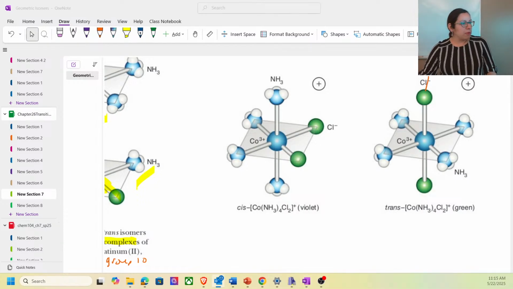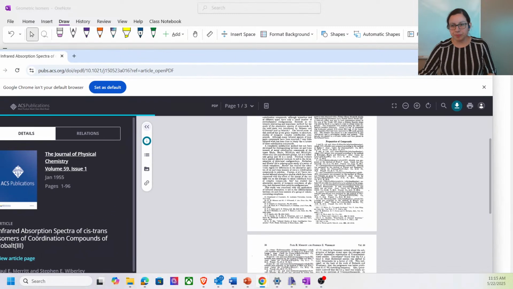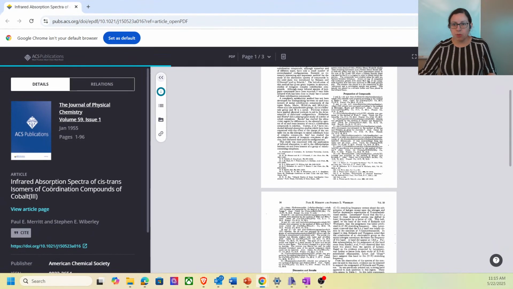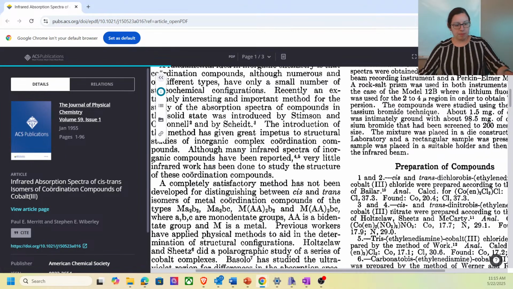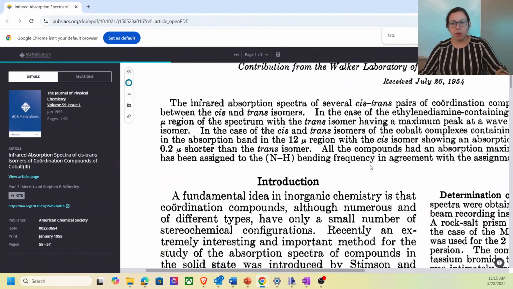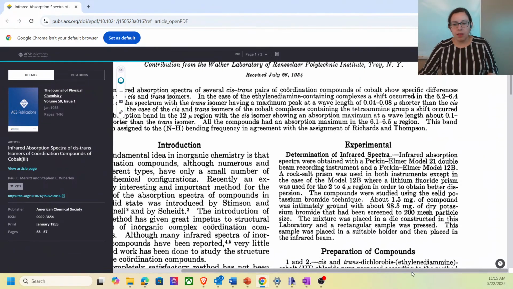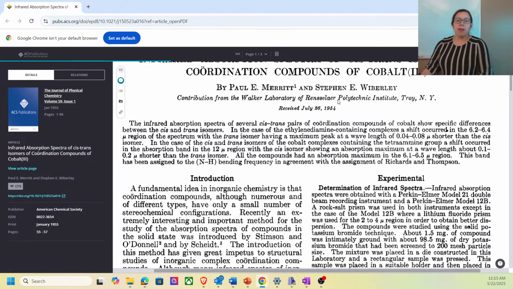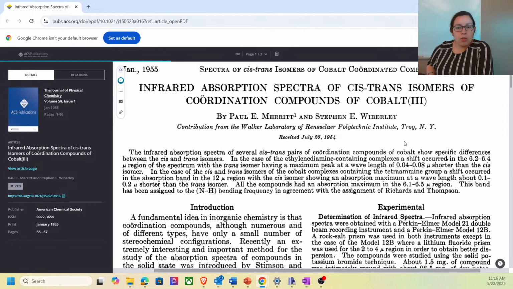And so part of what we want to look at is why is this important? And so I tried to pull up a paper to show the distinction, because that's part of the relevance. Unfortunately, a lot of this chemistry is old, of course, distinguishing between these isomers. So this is a 1954 paper, looking at some cis-trans isomers of cobalt-3.